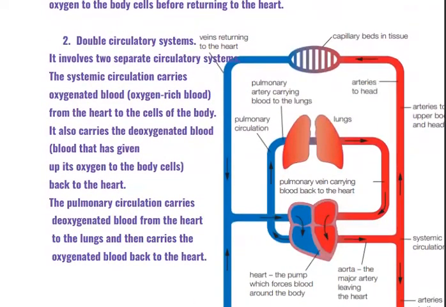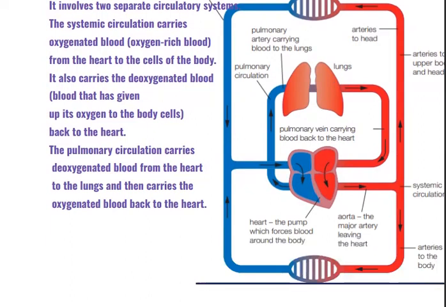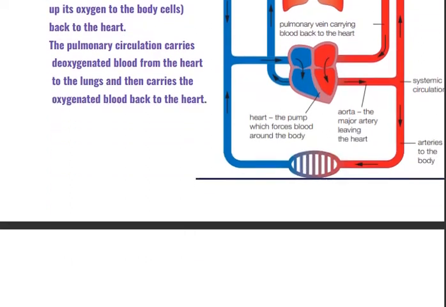2. Double circulatory systems. It involves two separate circulatory systems. The systemic circulation carries oxygenated blood, oxygen-rich blood, from the heart to the cells of the body. It also carries the deoxygenated blood, blood that has given up its oxygen to the body cells, back to the heart. The pulmonary circulation carries deoxygenated blood from the heart to the lungs and then carries the oxygenated blood back to the heart.